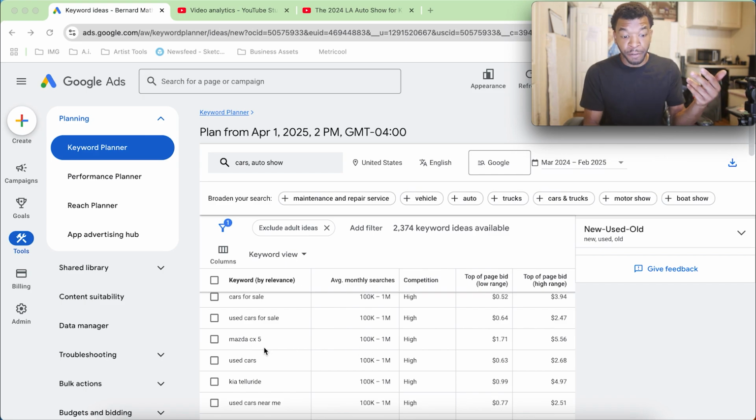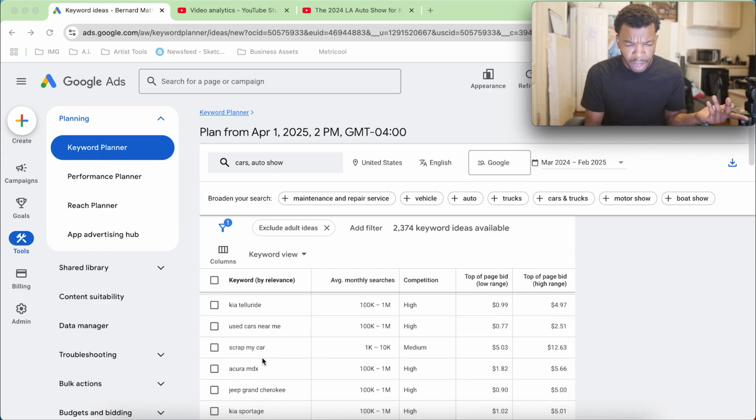So, unfortunately, Mazda CX-5 has a higher volume of competition. But here, look at this. Whoa, look at this. For all my car enthusiasts out there, scrap my car. Medium search competition. You got 1,000 to 10,000 people a month looking for information on how to scrap my car. That's just a junk car that they want to get rid of, selling it to a junker, a car scrapper. Wow, this is big. 1 to 10,000 monthly searches. Medium competition. So you can actually get in this and get some traffic.